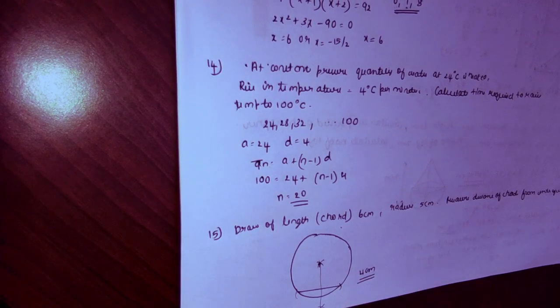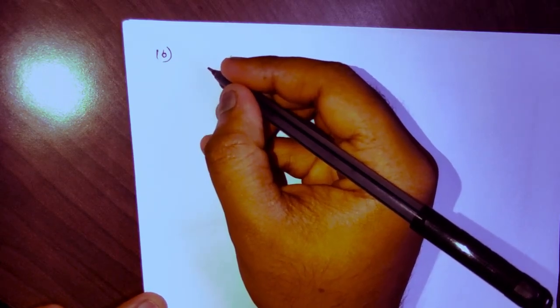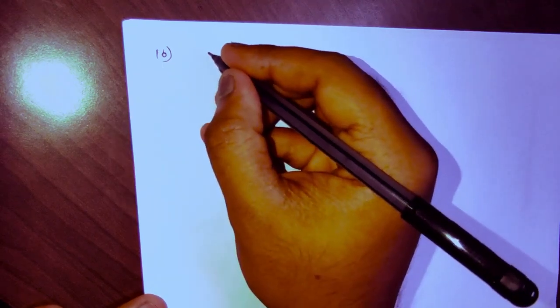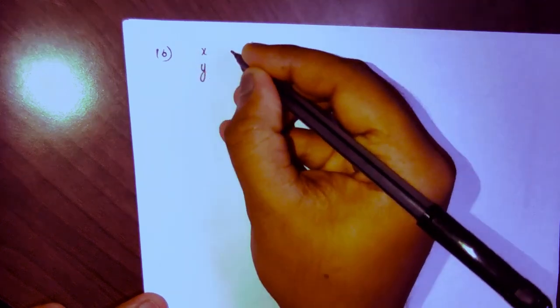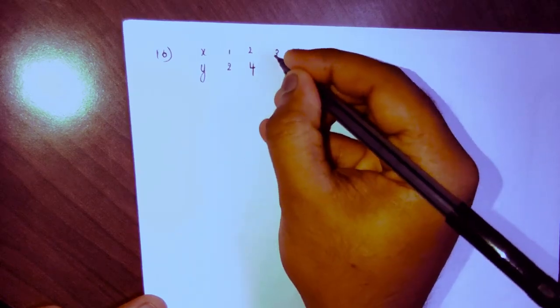Let us move into the 16th question now. A student, while conducting an experiment on Ohm's law, plotted the graph according to the given data. You have to find the slope. The value of x-axis and y-axis is given. I'll write the values.